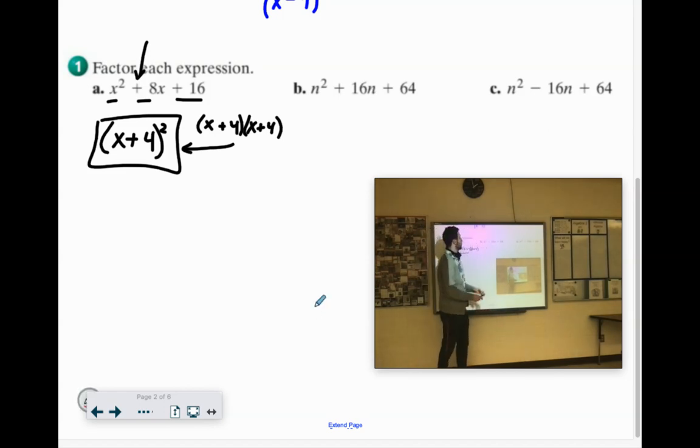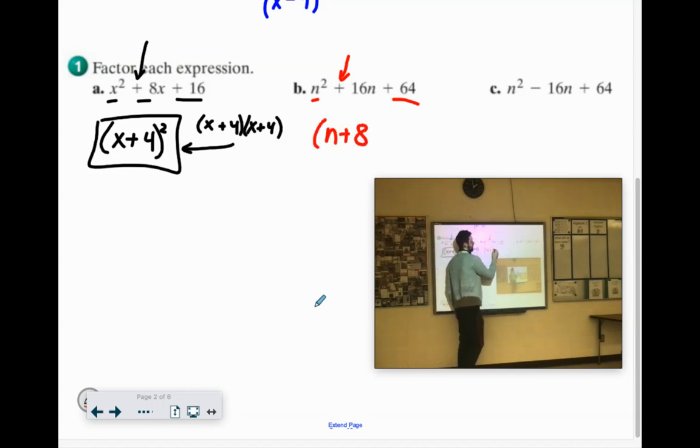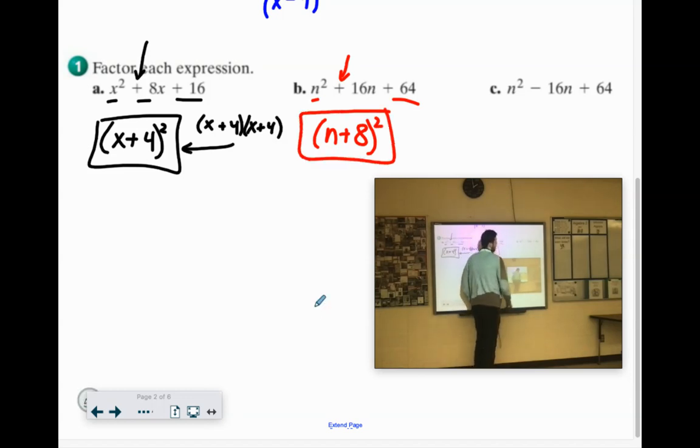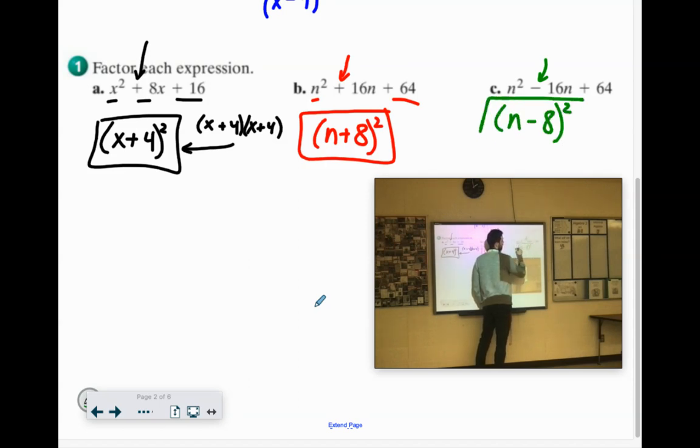You'll notice these are also very similar. They both have the 16n and the 64. The only difference is the first symbol, which would be the one that goes between them anyway. What's the square root of n squared? n. What's the square root of 64? 8. So this one would come out to n plus 8 squared. The other one, the only difference is that first symbol, so it would be n minus 8 squared.